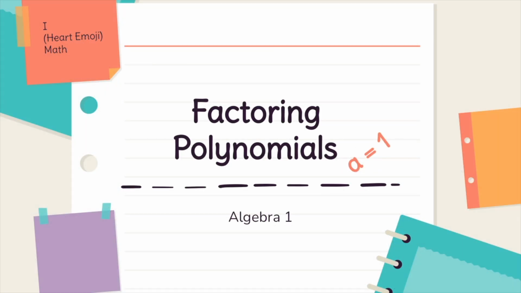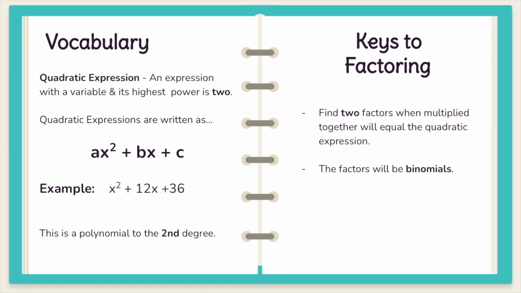Welcome back. Today we're going to be talking about factoring polynomials where a is equal to 1. Now let's take a look at some important vocabulary. Today we're going to be talking about quadratic expressions, and a quadratic expression is an expression with a variable and its highest power is 2. The quadratic expression is written as ax squared plus bx plus c.